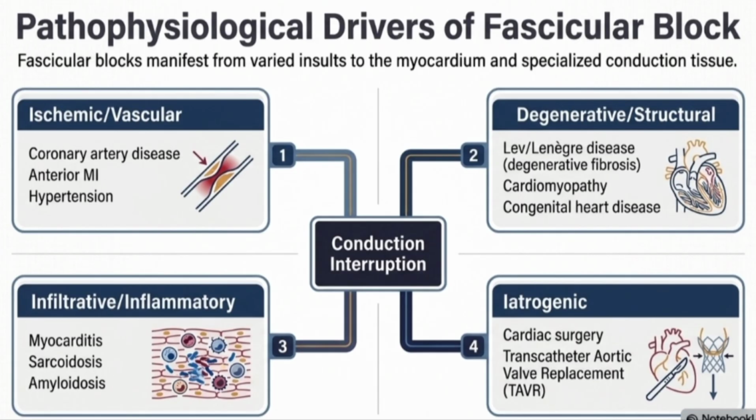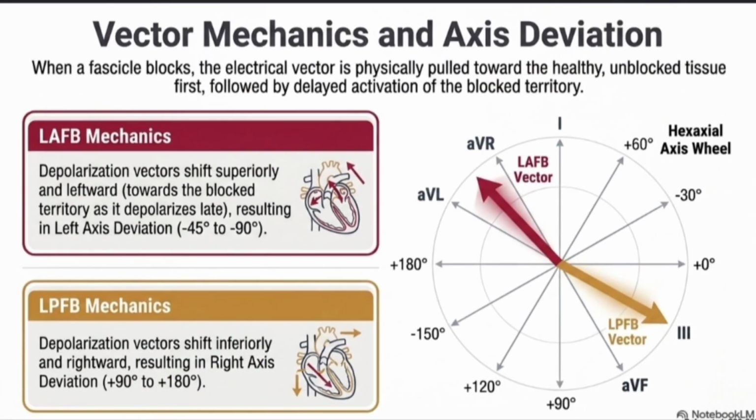What are the pathophysiological drivers of fascicular block? First and foremost, ischemic or vascular injury due to coronary artery disease, anterior MI, hypertension. Degenerative or structural problems like Lev-Lenègre disease, degenerative fibrosis, cardiomyopathy, congenital heart disease. Infiltrative and inflammatory causes like myocarditis, sarcoidosis, amyloidosis, and iatrogenic causes during cardiac surgery and transcatheter aortic valve implantation or replacement.